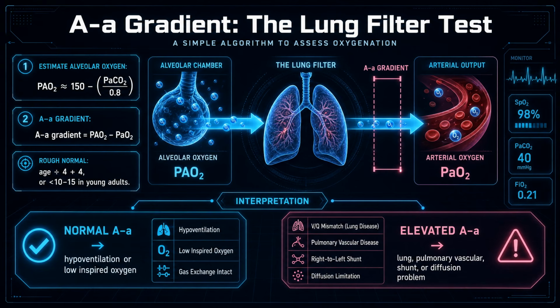The alveolar arterial gradient is a lung filter test. On room air, estimate alveolar oxygen as 150 minus carbon dioxide divided by 0.8. Then subtract arterial oxygen to get the gradient. A rough normal is age divided by 4 plus 4, or less than about 10 to 15 in young adults. If the gradient is normal, think hypoventilation or low inspired oxygen. If it is elevated, think impaired gas transfer, lung disease, pulmonary vascular disease, shunt, or diffusion limitation.